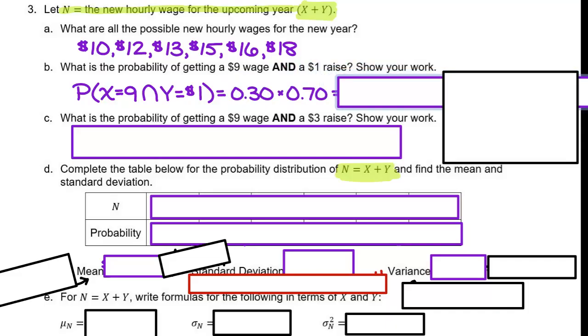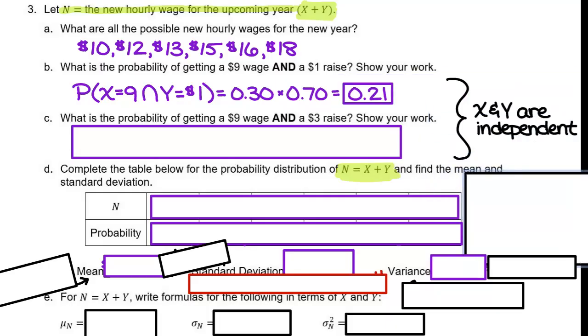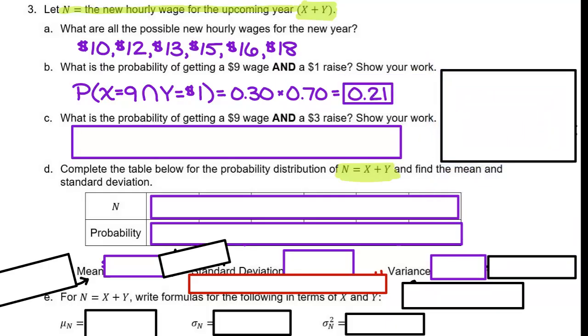We're going to multiply 30% for the $9 wage times 70% for the $1 raise. And we end up getting what? 0.21.